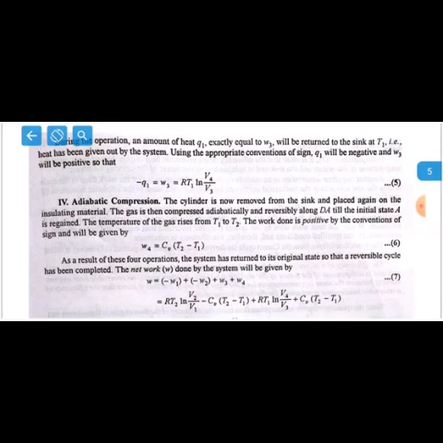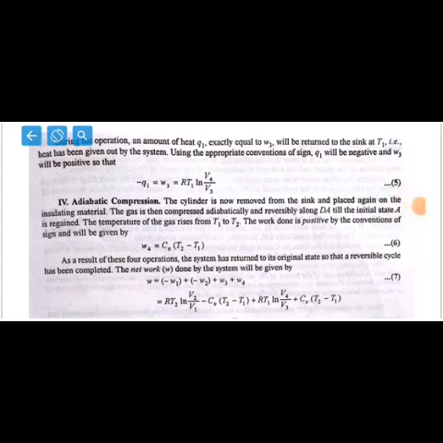Adiabatic compression. The cylinder is now removed from the sink and placed again on the insulating material. The gas is then compressed adiabatically and reversibly along DA till the initial state A is regained. The temperature of the gas rises from T1 to T2. The work done is positive by the convention of sign and will be given by W4 is equal to CV (T2 minus T1).